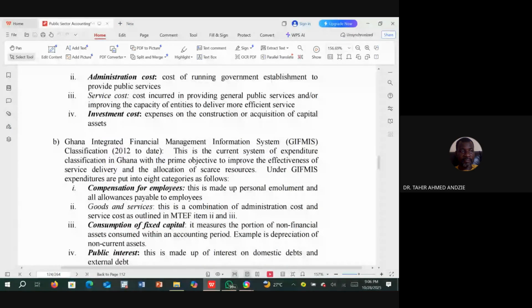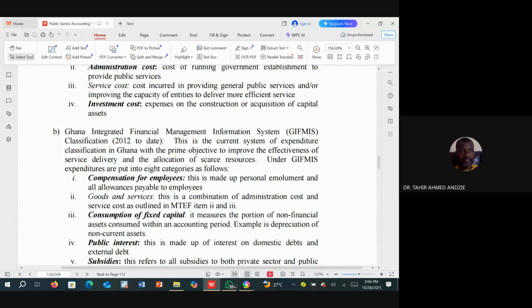Now, the second one is the Ghana Integrated Financial Management Information System, GIFMIS. GIFMIS came to be in place from 2012. So from 2012 up to date, we have been applying the GIFMIS classification of government expenditure. GIFMIS, that is Ghana Integrated Financial Management Information System. That is an information system that government is using to prepare its accounts. Okay, and the Public Financial Management Act was actually given back into this particular system of government accounting.